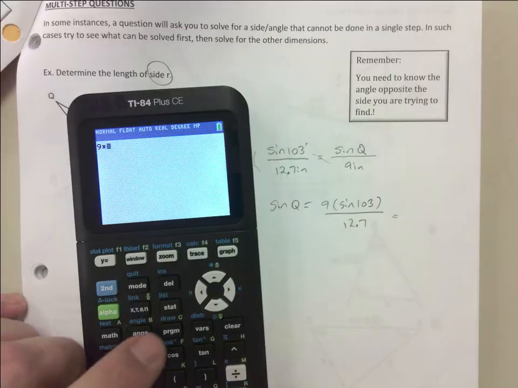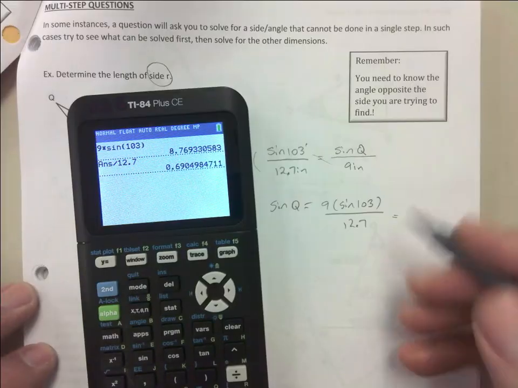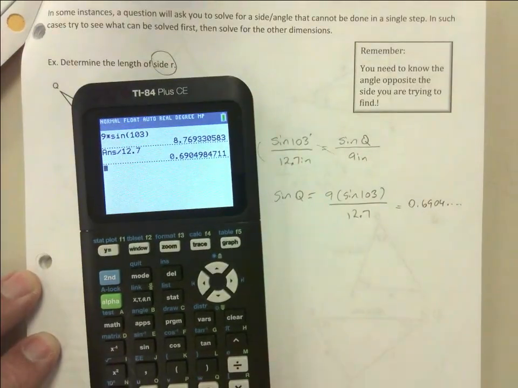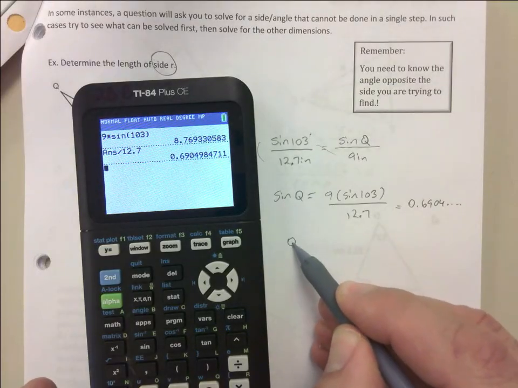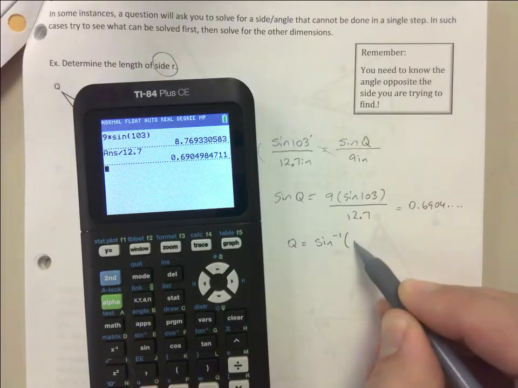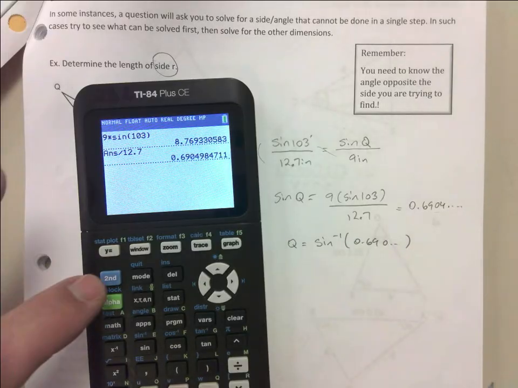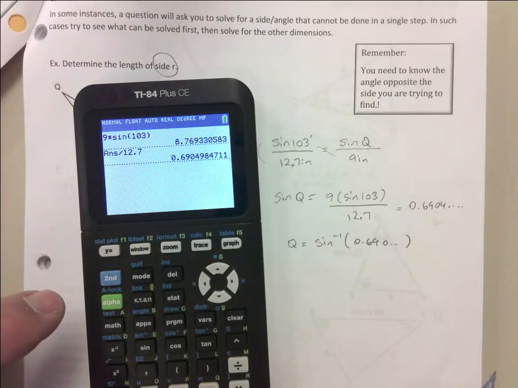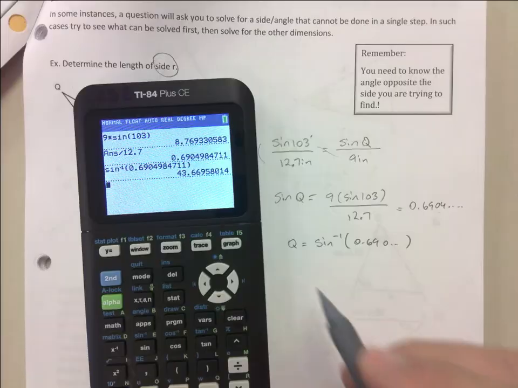Okay, 9 times sine of 103, and then you divide by 12.7, so you get 0.6904, and that keeps going. In order to get the angle, at this point you can drop the sine, and then it's sine inverse of this. Okay, that would be the next step. Then you go second sine, copy, paste. You can close the bracket. At this point, it doesn't really matter.